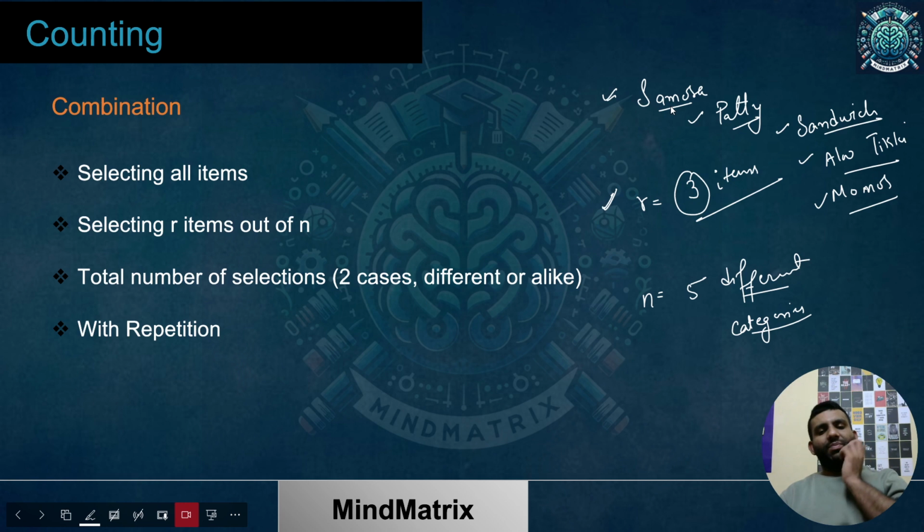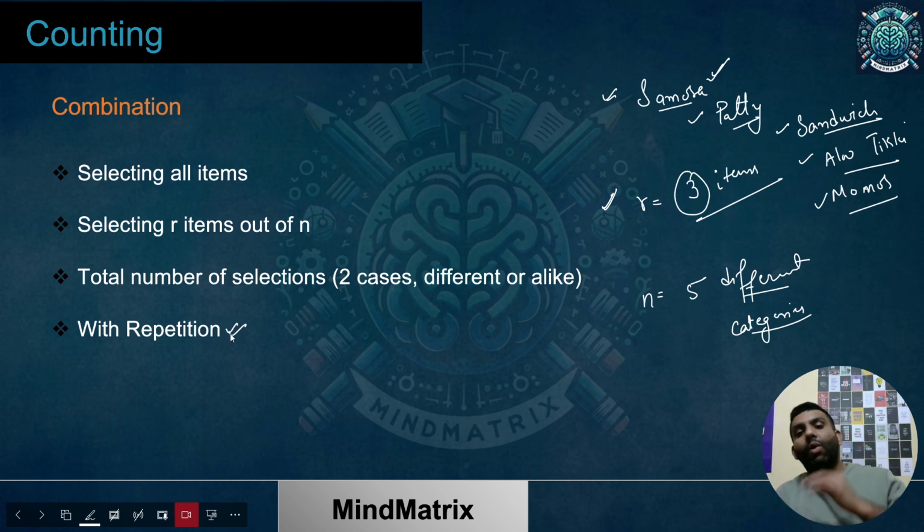And any of these can be repeated. All three want samosa, so there would be three samosa coming up. All three want a momos plate, so three momos plates would be coming up. There can also be different combinations, like one samosa and two aloo tikki, or one patty, one momos plate, and one samosa. So the repetition here means from one category I can repeat the item. I can have more than one item from the same category. I hope the repetition point is clear now.